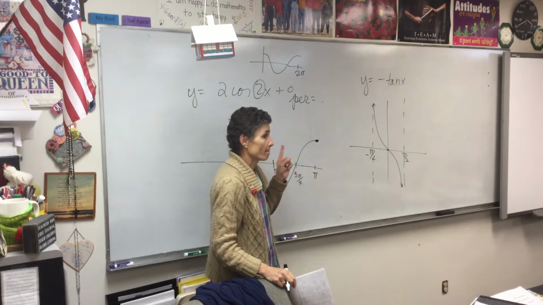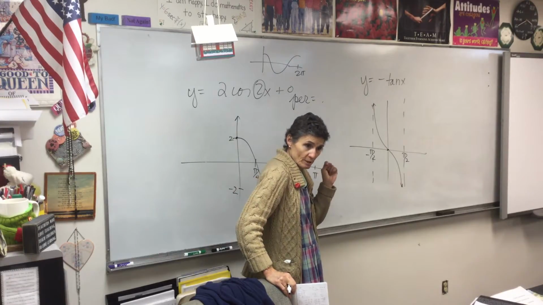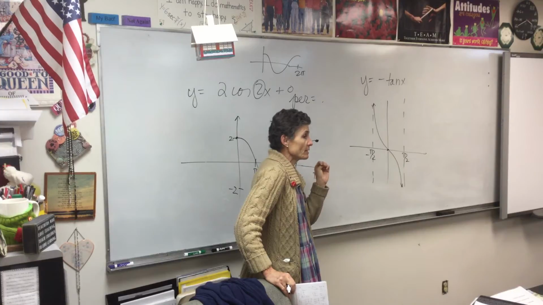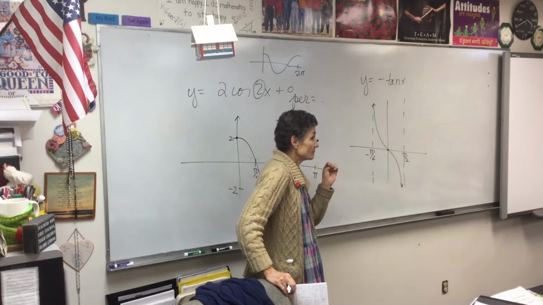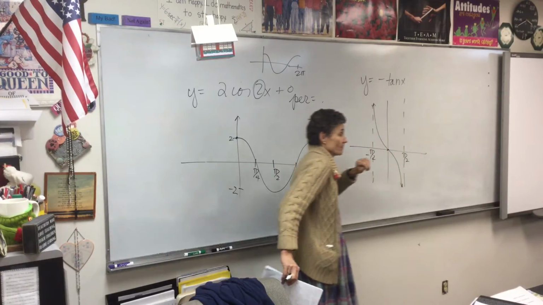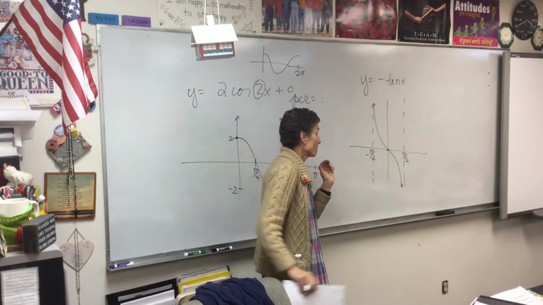Amplitude. What's the amplitude? None. No amplitude. The only things that have amplitude are sine and cosine. What's the period? Pi. Haven't changed it. It's pi. Here to here is pi. Any phase shift or vertical shift? Nope. None of that.